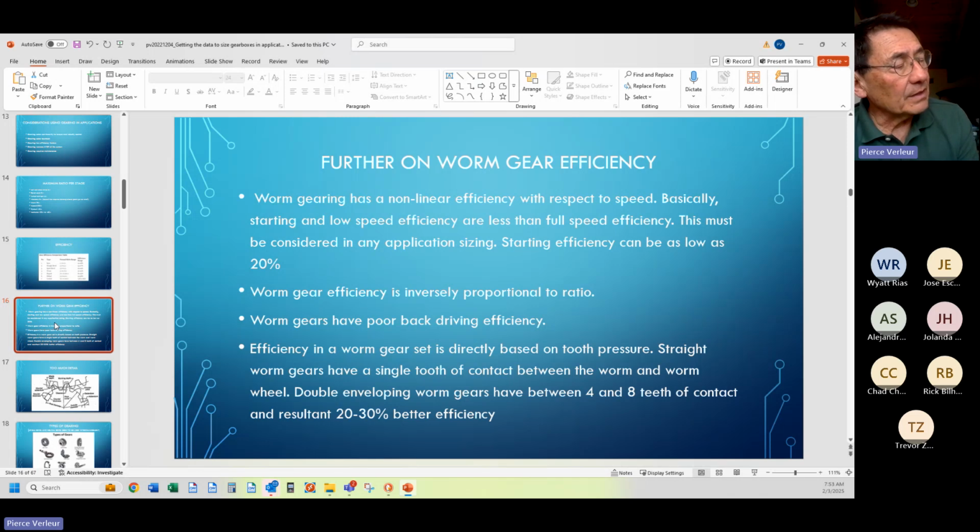Nevertheless, you have to be aware that worm gear efficiency has two factors that other gearing doesn't have. One, it's not linear to the speed. The efficiency goes down the slower the input speed to the gearbox. And it has a very high starting torque required as a result of its poor starting efficiency. And in the back driving mode, it has a very poor efficiency as well. That can be an advantage or a disadvantage depending on the application.